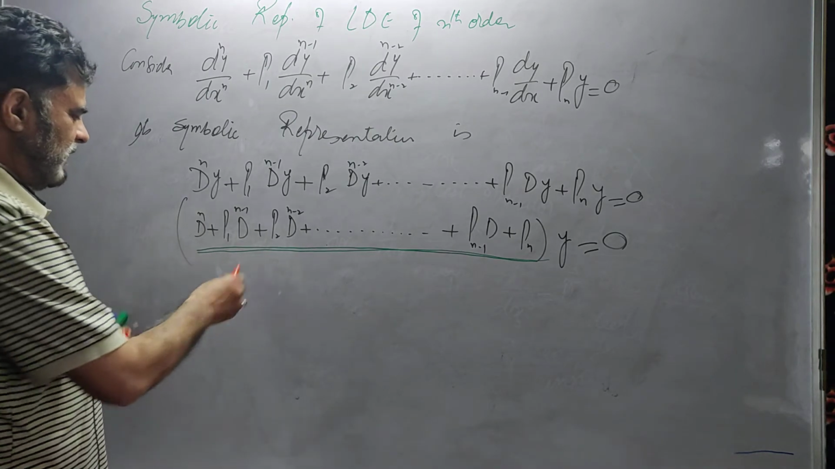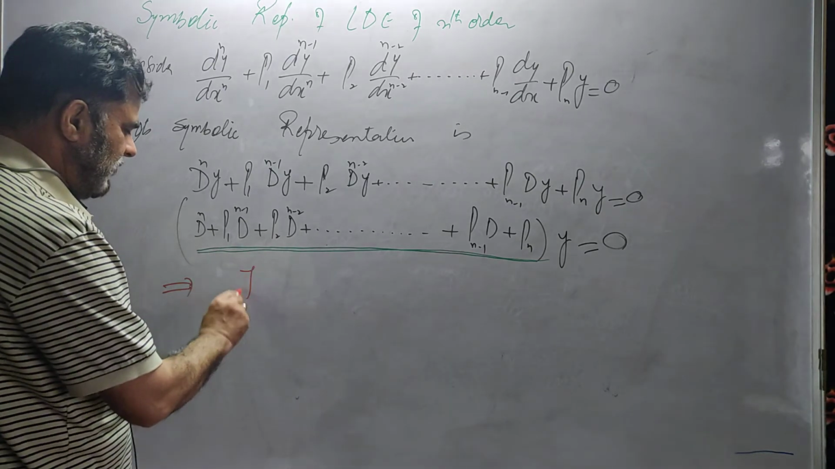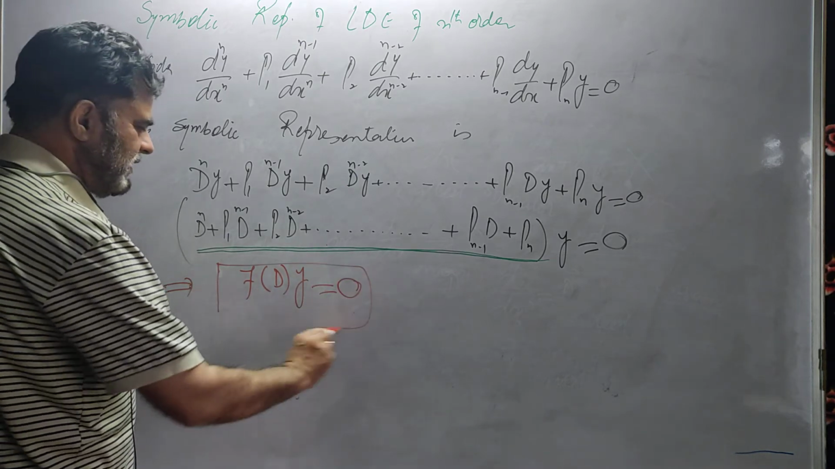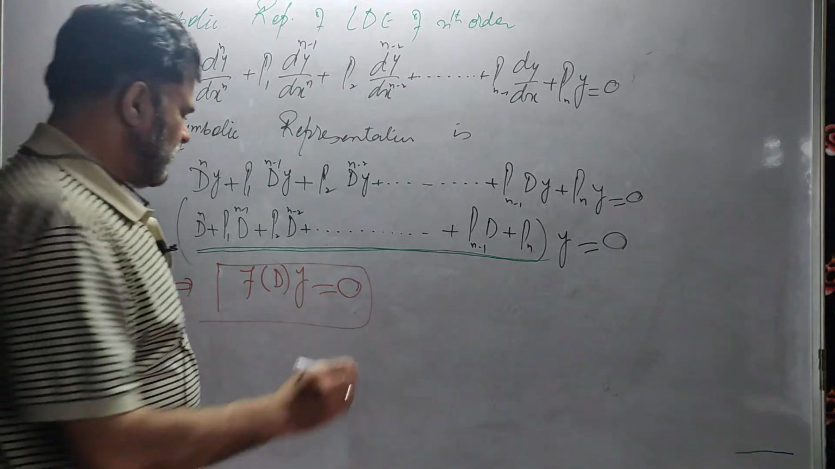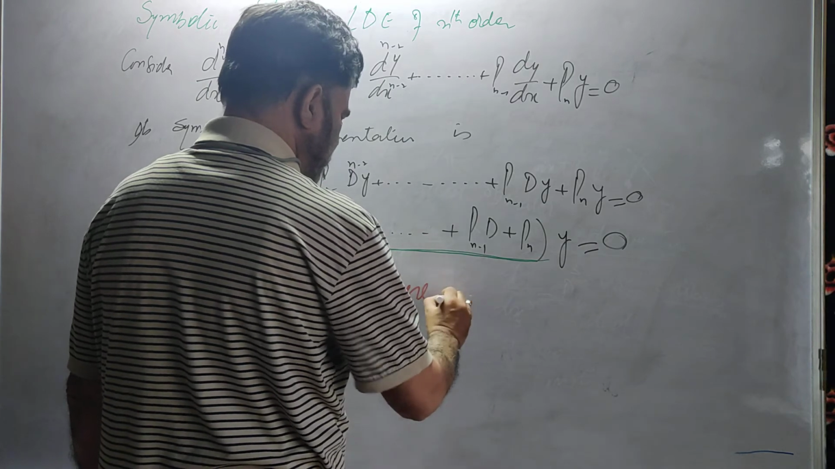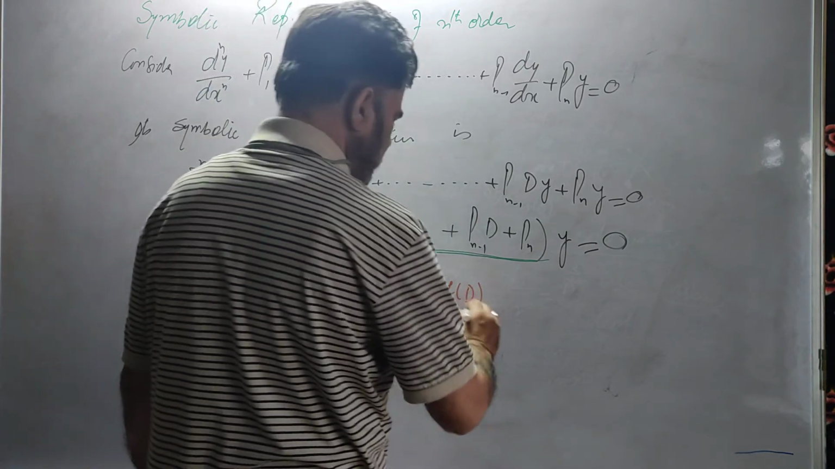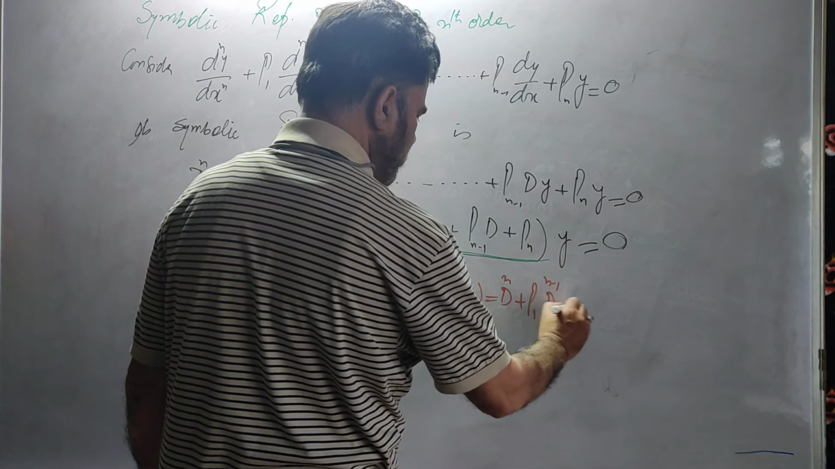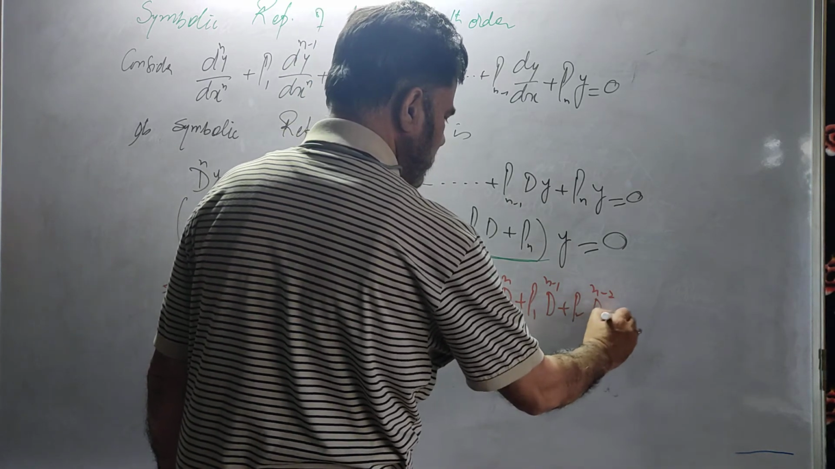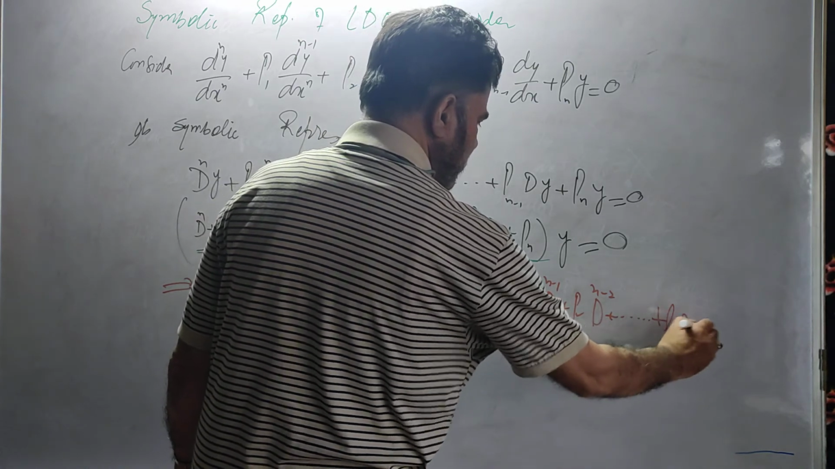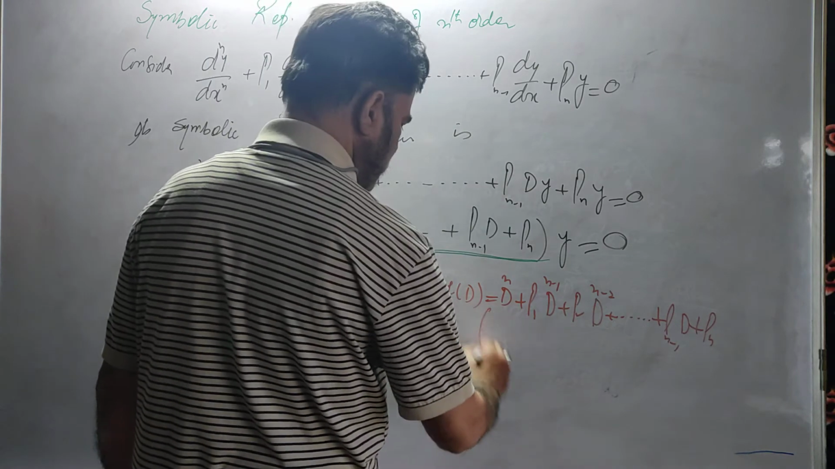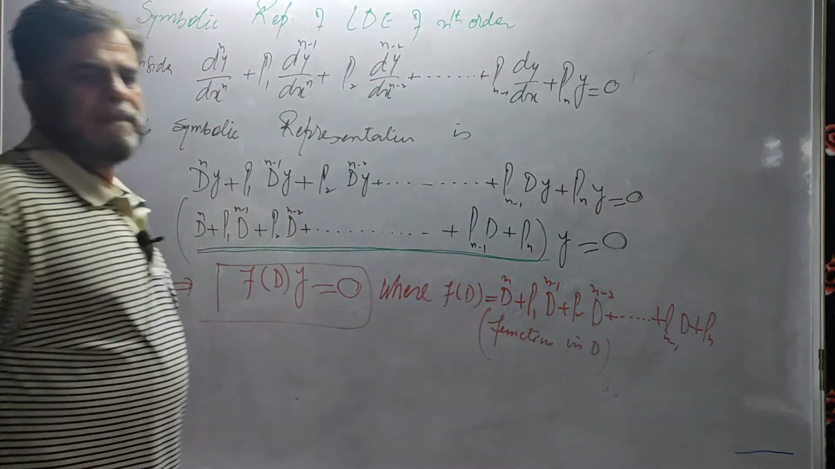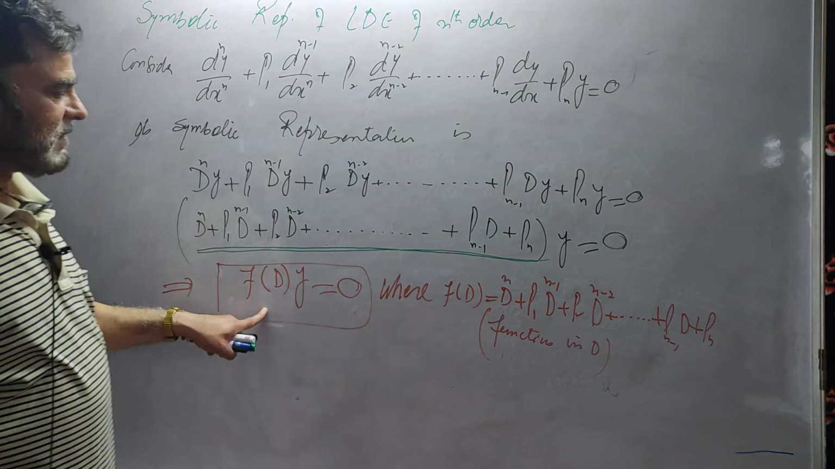So we write this in this way: f of d y is equal to 0, where f of d is equal to d power n plus p1 d power n minus 1 plus p2 d power n minus 2 plus and so on to pn minus 1 d plus pn. This is called some function, a function in d. This is the symbolic representation of this differential equation now.